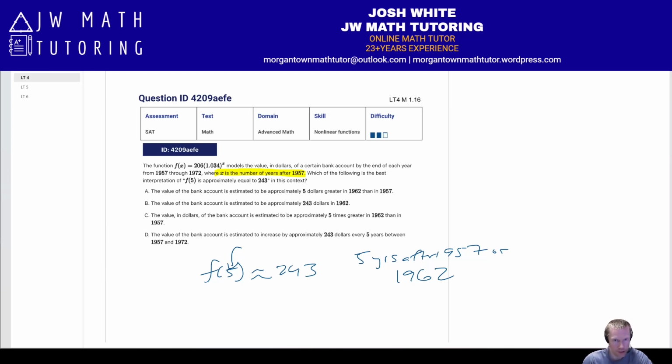When you start going through these, you'll see the only one that mentions that is letter B. And then the 243, the function models the value in dollars of a certain bank account by the end of the year. So this 243 just means there were $243 in the account after 5 years, i.e., 1962. So the correct answer for this is letter B.